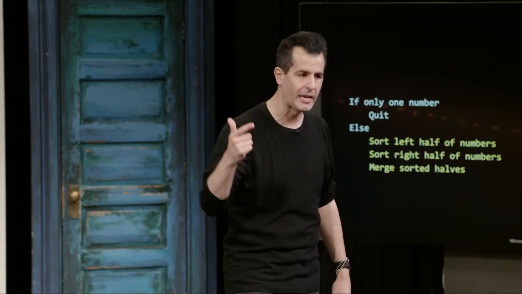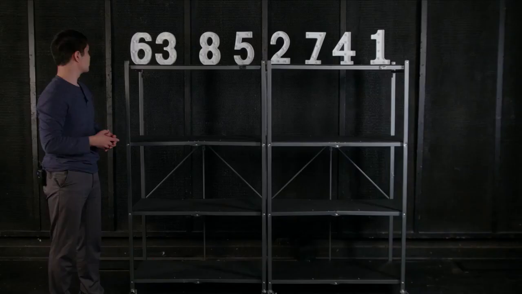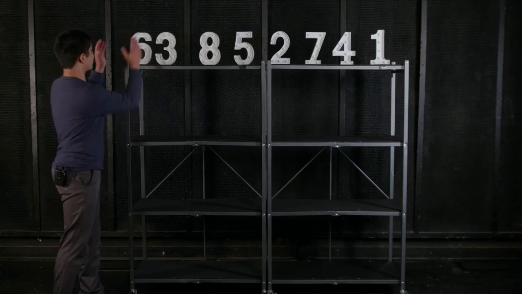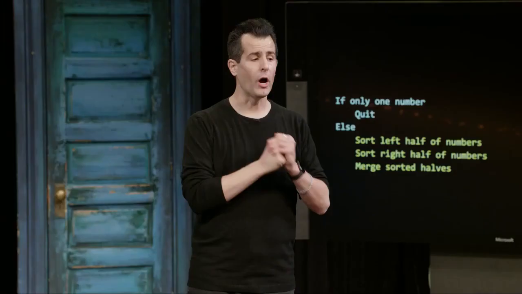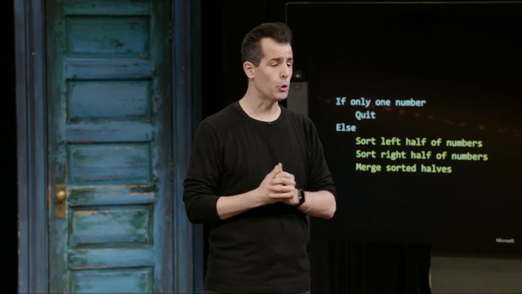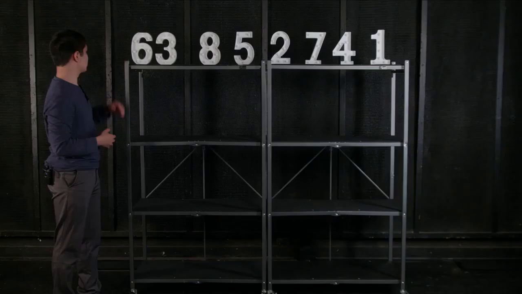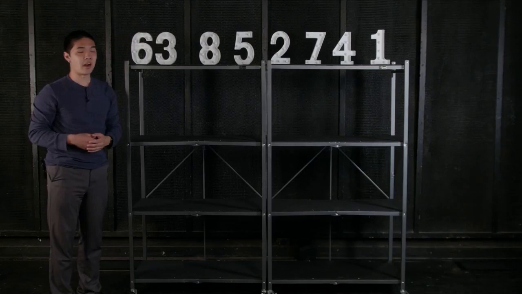Brian, could you sort the right half of this array of size 2? So I got the array of 2. I'll first sort the left half of the array of 2, which is the 6. And this is where the base case in white on the slide comes into play. If only one number, quit. So Brian, I can let you off the hook. That list of size 1 with the number 6 is sorted. So that's step 1 of 3 done.